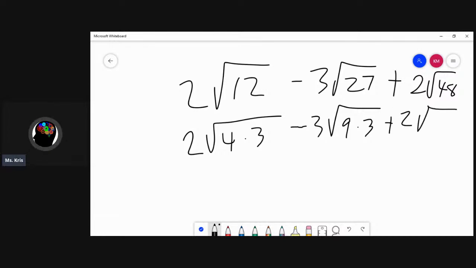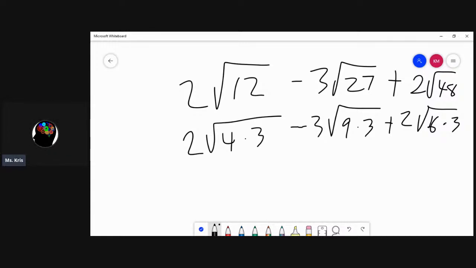2 square root, the biggest perfect square in 48, you would think would be 4, but it's really 16. And of course, you would say 16 times 3 in order for you to get your perfect square that's getting ready to be pulled out and the number to have under the radical sign.